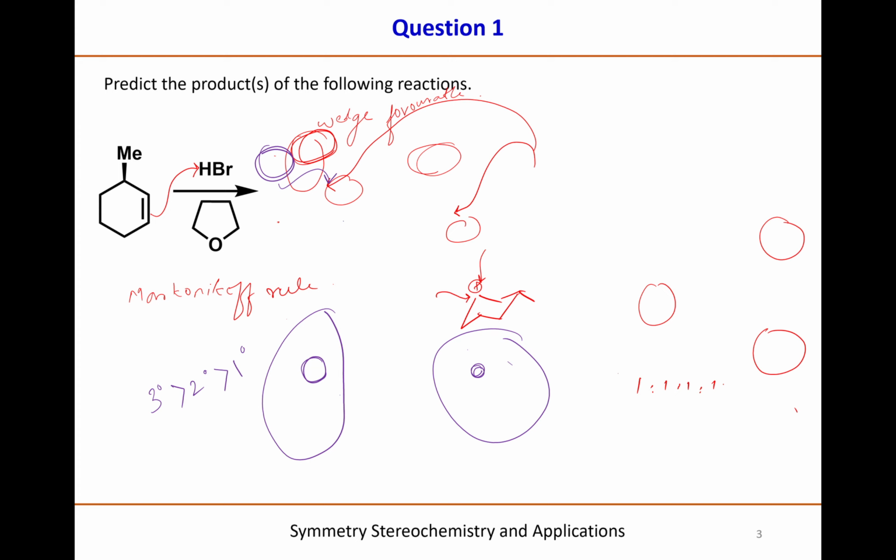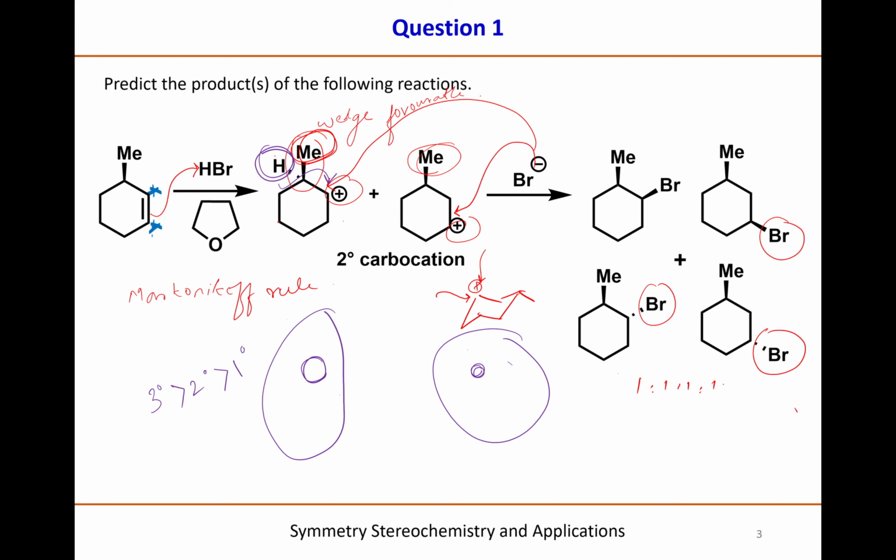We have discussed this one already. The question was to predict the product of the following reaction, and we have discussed that the Markovnikov rule will be followed here and carbocation formation will take place. Here there are chances of carbocation formation in those two places. But because both are secondary carbons, it will give the same result. So both carbocation formations will take place here.